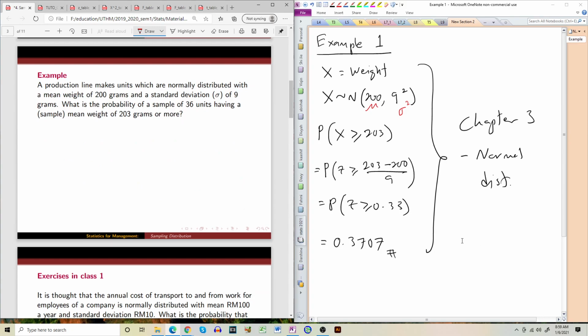Okay, so let us do example 1. This is not example 1 yet. Let me erase this. This is still chapter 3, normal distribution. Now let us do the proper answer. What is this answer? So if a sample is given, then how are we going to handle this?